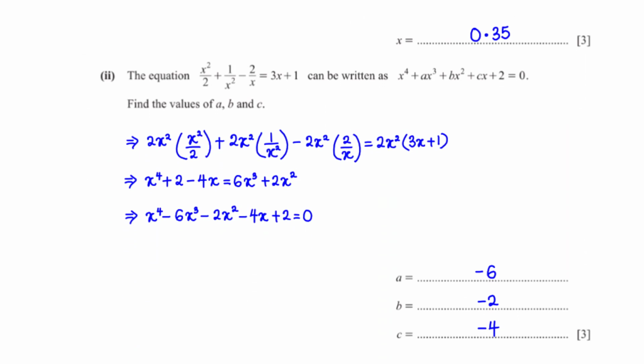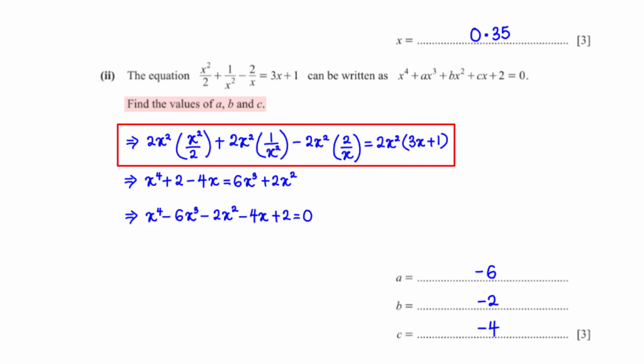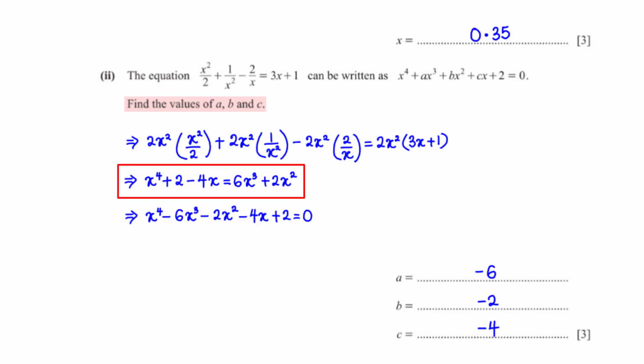The equation x squared over 2 plus 1 over x squared minus 2 over x equals 3x plus 1 can be written as x raised to the power 4 plus ax cubed plus bx squared plus cx plus 2 equals 0. Find the values of a, b, and c. First, let's multiply through the equation by 2x squared. When we expand the brackets, this is what we have. When we move all the terms to one side of the equation and group like terms, this is what we get.